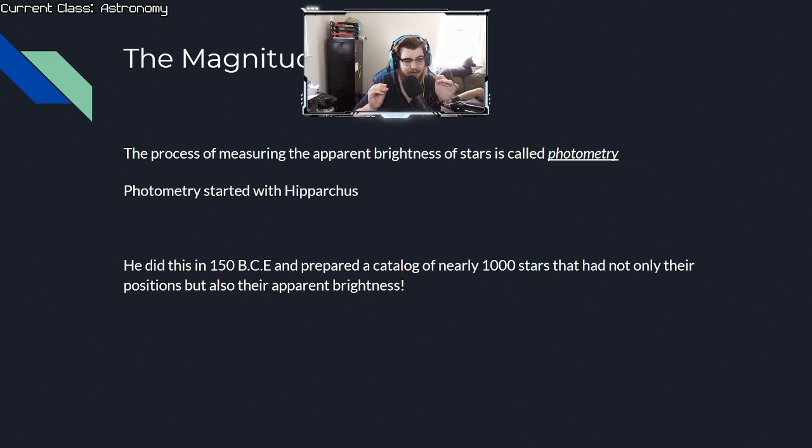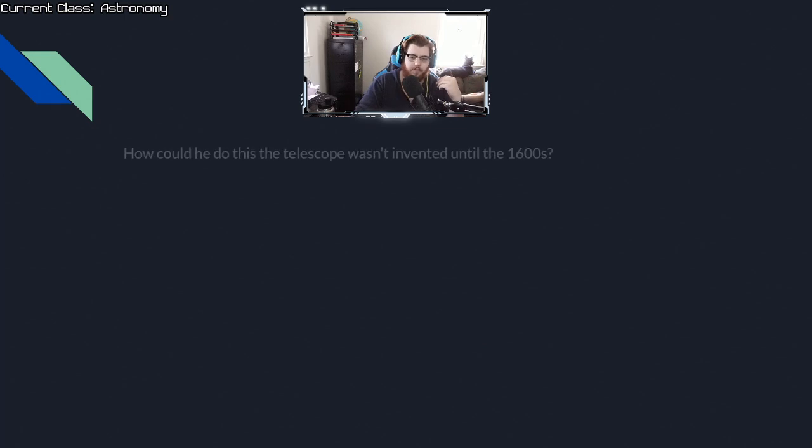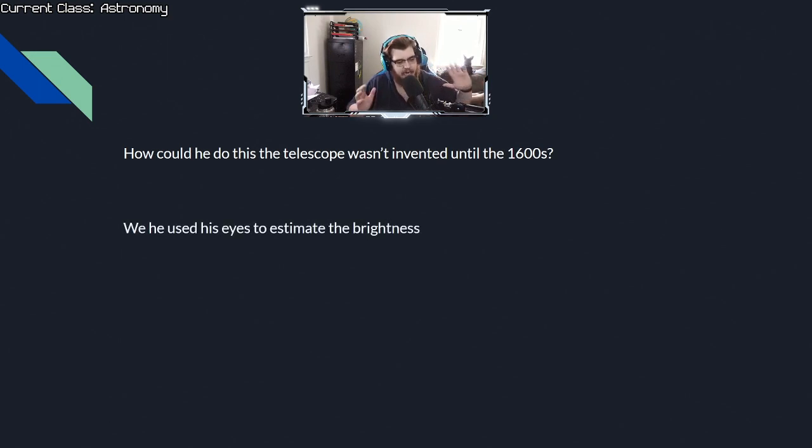And he prepared a catalog of nearly 1,000 stars that not only had their position in the sky, but it had what he called their apparent brightness. Now, how could he have done this when the telescope wasn't invented until the 1600s? He used his eyes, which, as I've talked about in my class before, using your eyes to determine something that's up in the sky is incredibly inaccurate. Our worst instrument we have to look at the stars is our eyes.